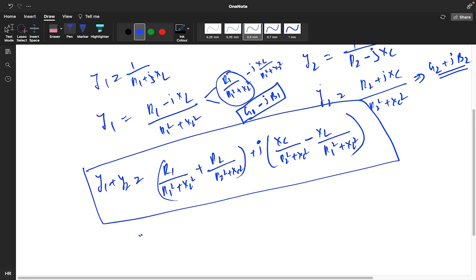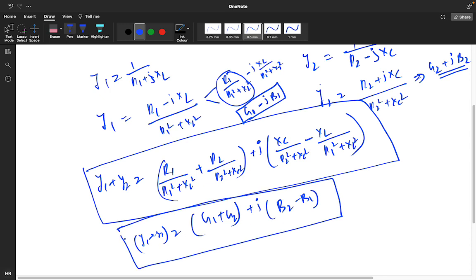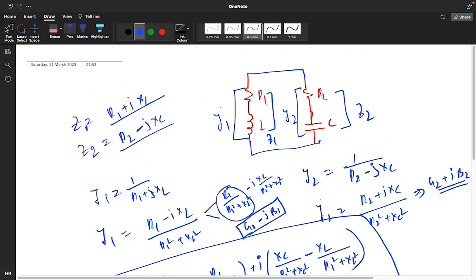So this means y1 plus y2 gives g1 plus g2 plus j, this is your b2 minus b1. It's just a representation. b2 represents a capacitance and b1 represents an inductor. This is just a representation. So I wanted to tell you how to solve this kind of circuit. If you understood, then it's better.